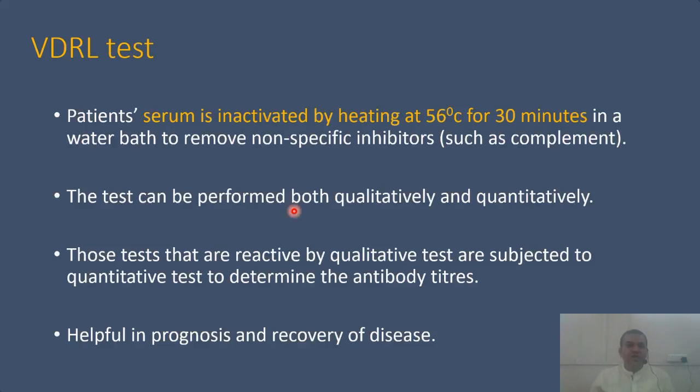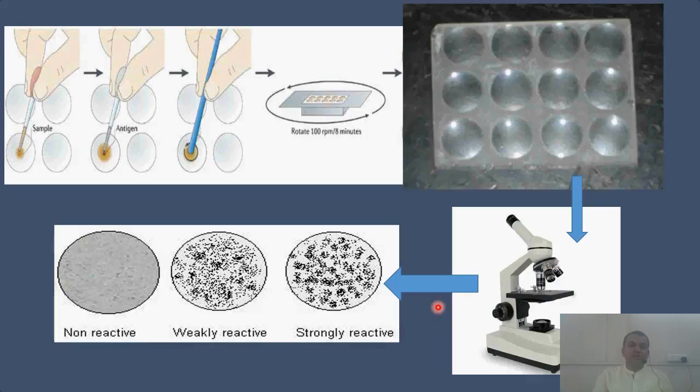They are inactivated by just heating this serum sample. So whenever you receive a serum from a patient, you have to heat it in a water bath at 56 degrees Celsius for at least 30 minutes. Okay. After that, the serum can be used for testing by this VDRL test. This is helpful in the prognosis and recovery. After heating at 56 degrees Celsius for 30 minutes, we remove it and take a drop of this.